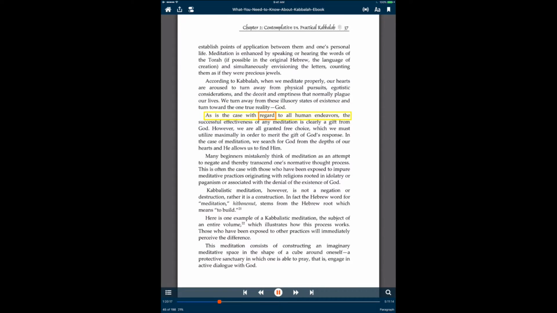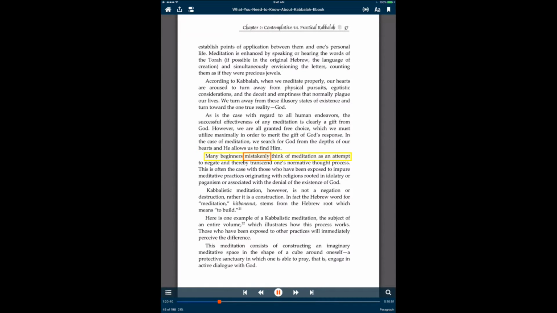As is the case with regard to all human endeavors, the successful effectiveness of any meditation is clearly a gift from God. However, we are all granted free choice, which we must utilize maximally in order to merit the gift of God's response. In the case of meditation, we search for God from the depths of our hearts and He allows us to find Him.